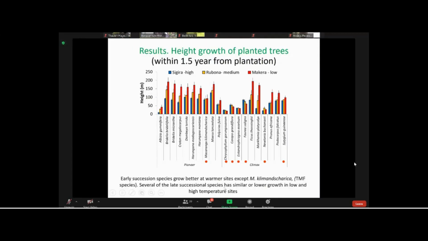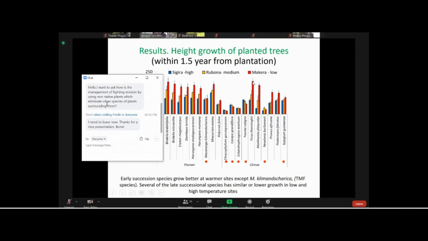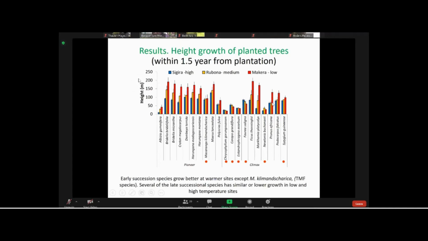While several late succession have a low growth at high temperature, but not at all, because we have interesting results. If you look at the Ficus from lowland, it's grown better, of course, suitable at one side. But if you look at Prunus africana from Nyungwe forest, or Podocarpus falcatus, also from Nyungwe forest, and Syzygium guineense, as well as Maricame. Maricame can also grow better at one side. But those species are interesting because they are from Nyungwe forest, but they grow better at one side.